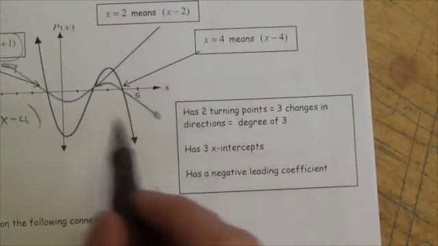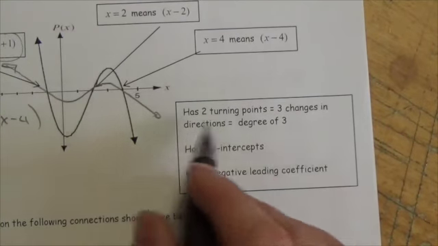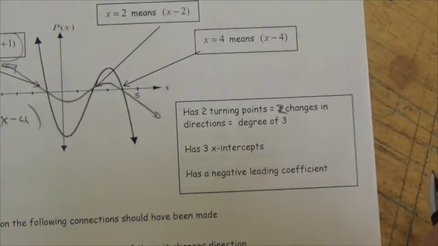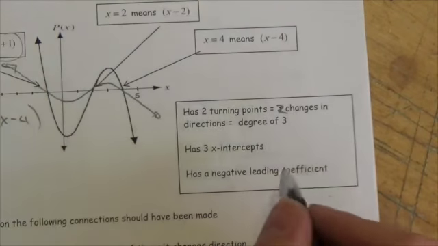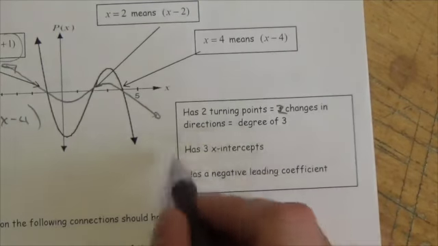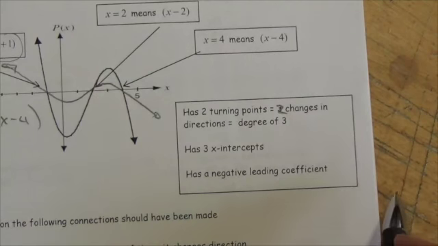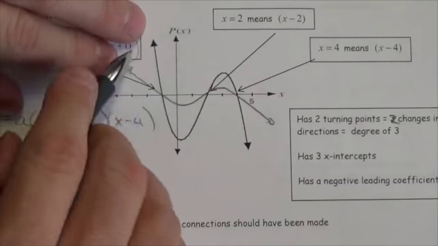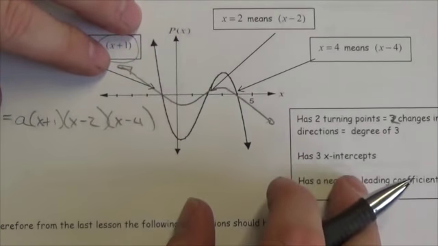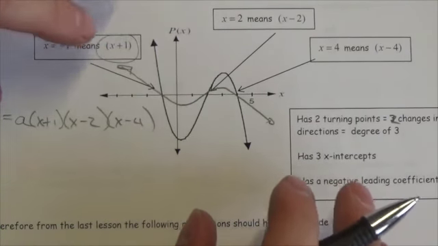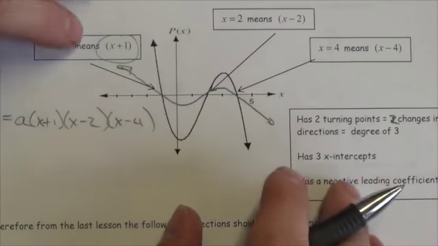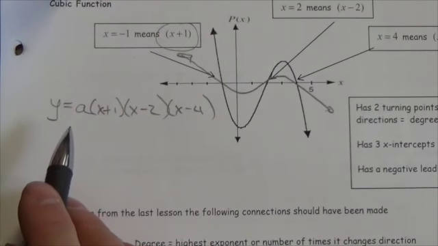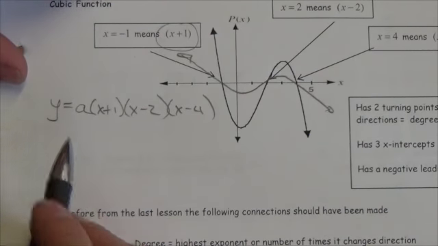Again, notice that we've got two turning points, sorry, that should say two changes in direction, but that gives us a degree of 3. It has 3 x-intercepts, which is a good indication that it's a cubic. It doesn't guarantee it, but it's a pretty good indication. In this particular case, notice that it starts in quadrant 1 and drops down to quadrant 4. That indicates to me that this is a negative leading coefficient. I don't know what the value of a is, but I do know that it's going to be negative.